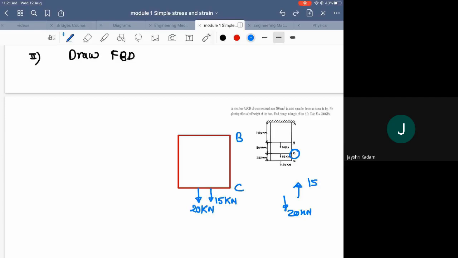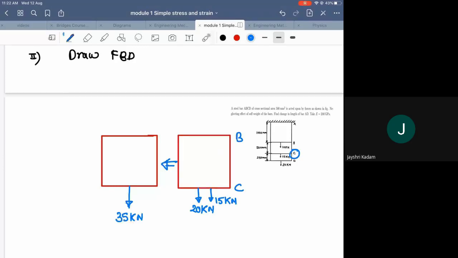But this is not the case. Here in this case, both forces are going towards the downward side, or both are tensile in nature. Therefore, what I will do, this block will now be converted into this one. This will be replaced by 20 plus 15, so it is 35 kilonewton.